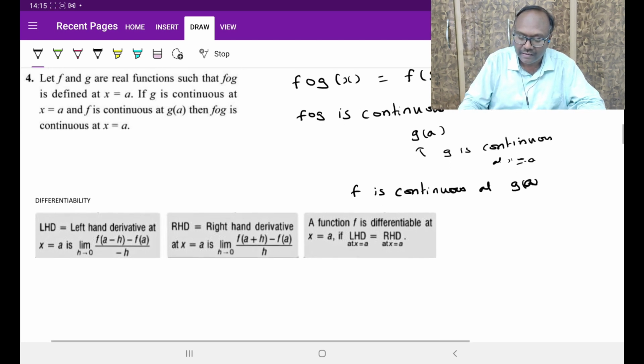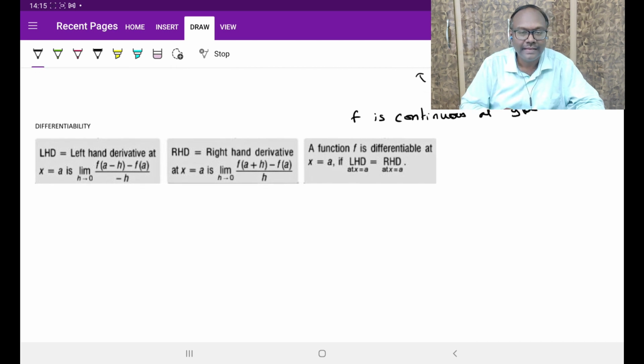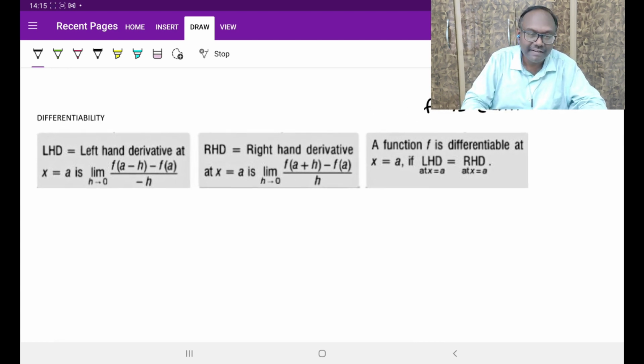Now coming to the concept of differentiability. The function is said to be differentiable if the left hand derivative is equal to the right hand derivative. So we could see here the left hand derivative is obtained at a point x equal to a as limit h tends to 0 of f of a minus h minus f of a, by minus h.